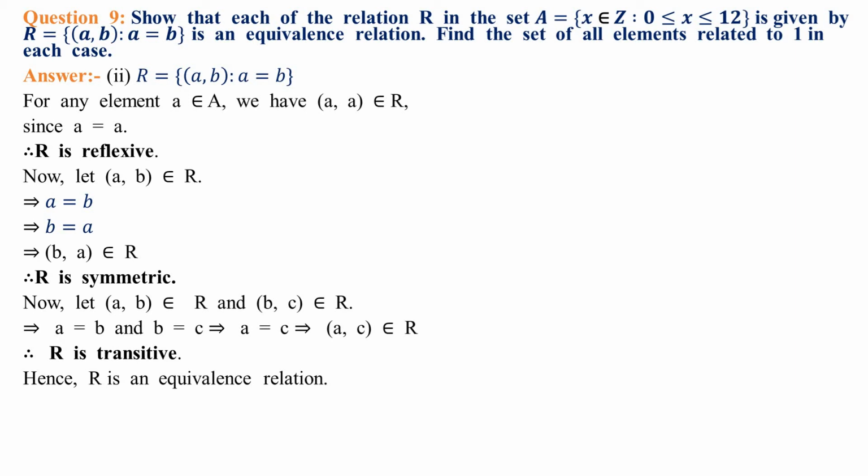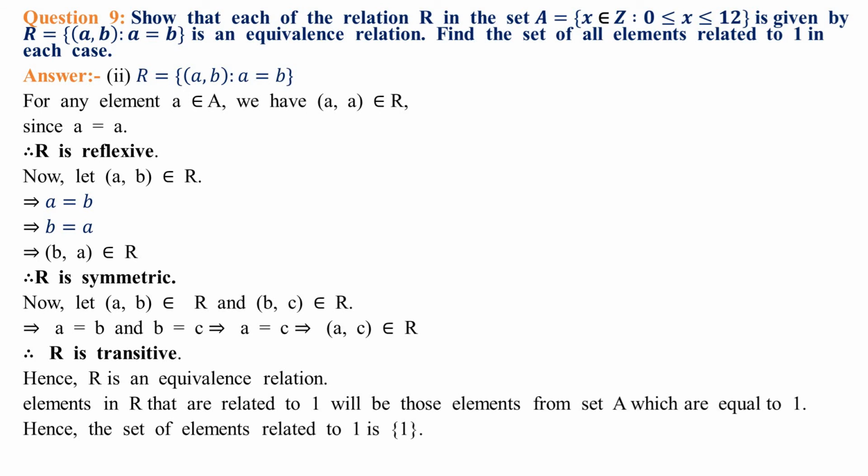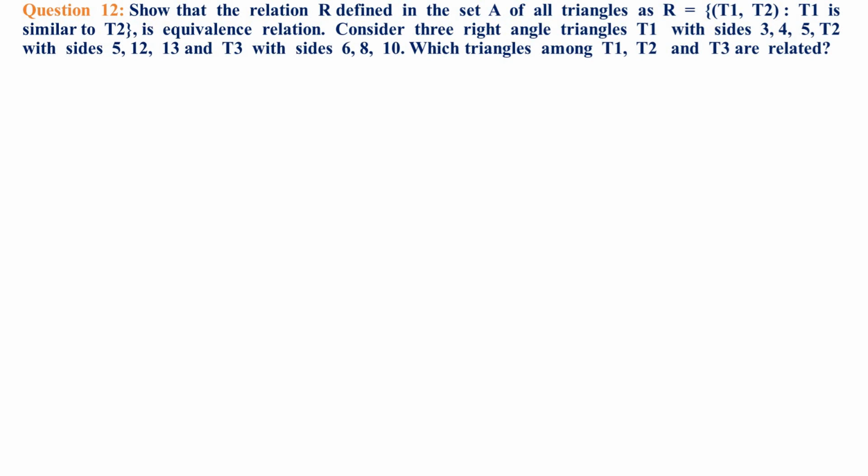Next, find the set of all elements related to 1 in each case. Here only 1 = 1 is possible. So the elements in R that are related to 1 will be those elements from set A which are equal to 1. Hence the set of elements related to 1 is only {1}.